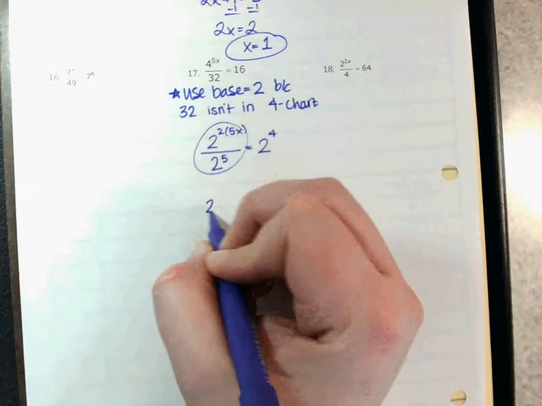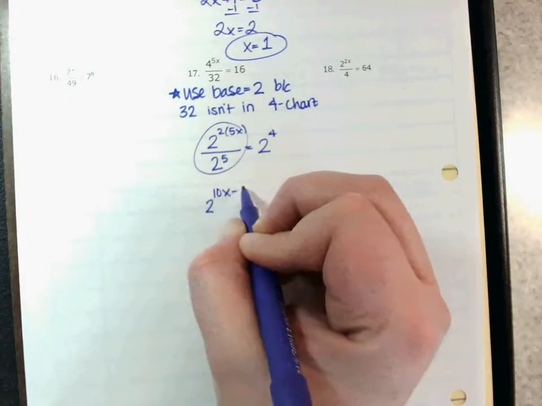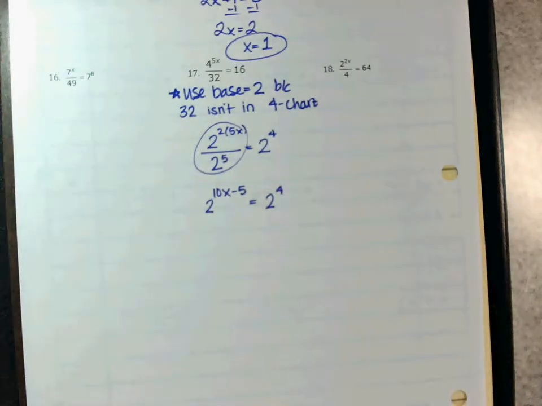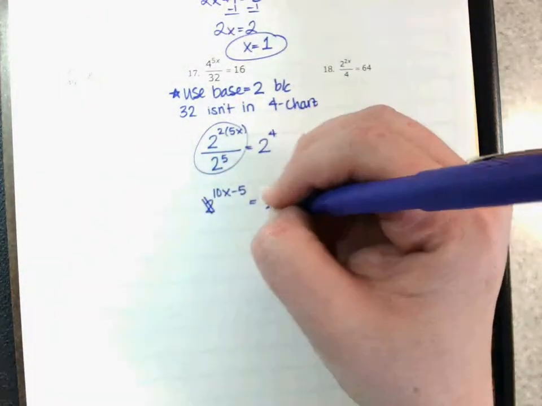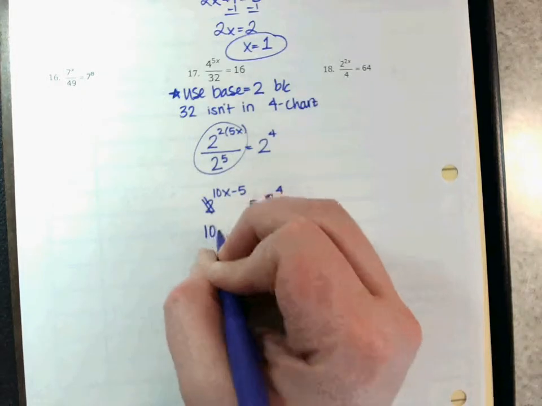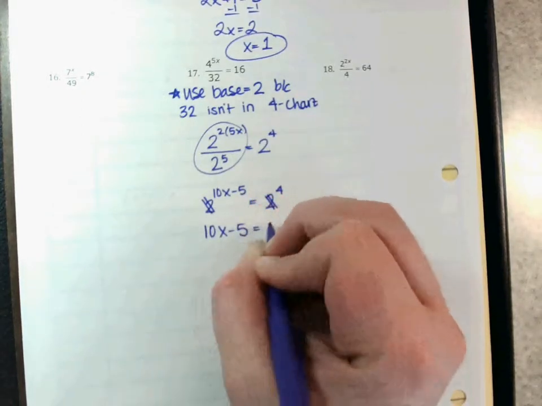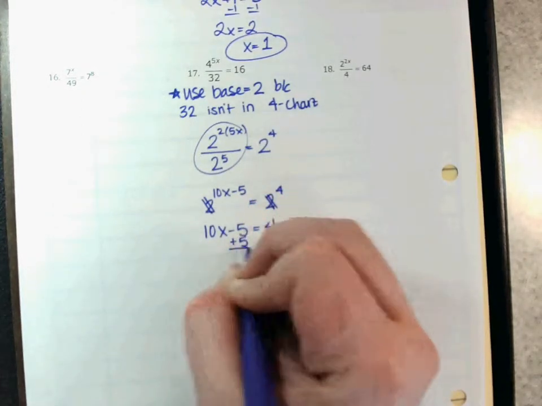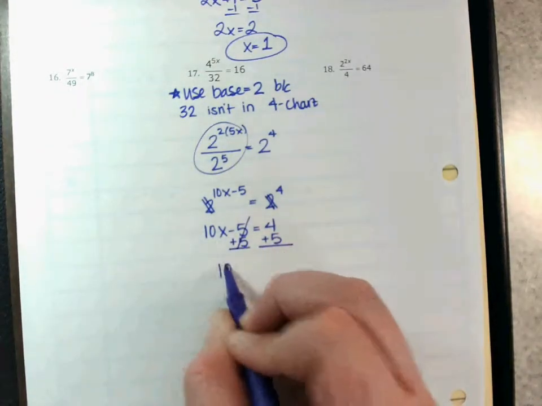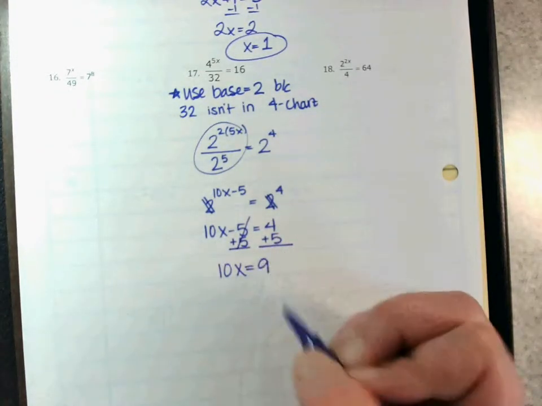So it'd be 10x minus 5. Okay? Now notice you do have to times the 2 and the 5x. That's where the 10x came from. Okay? Then these guys cross out and you can solve. So 10x minus 5. Plus 5. Add the 5 across. 10x equals 9. So that gives me 10x equals 9.